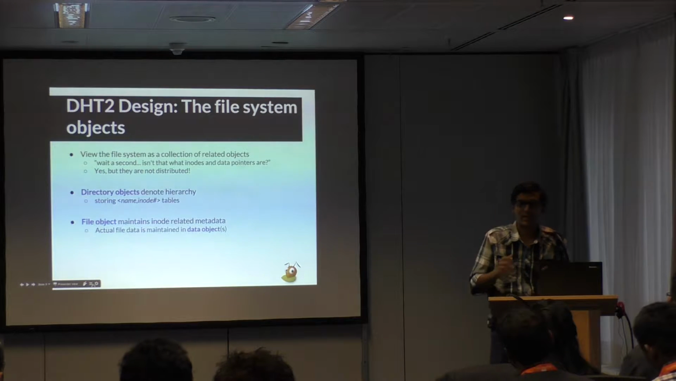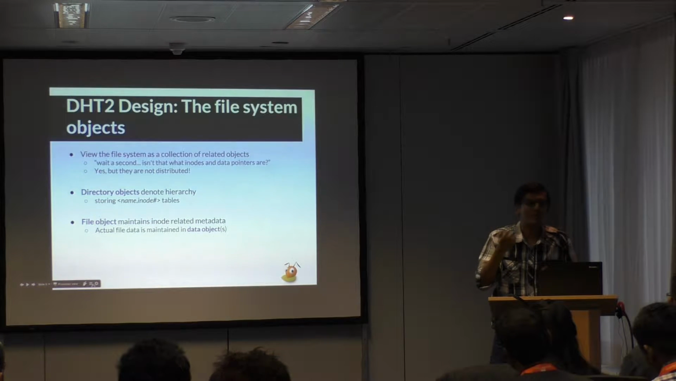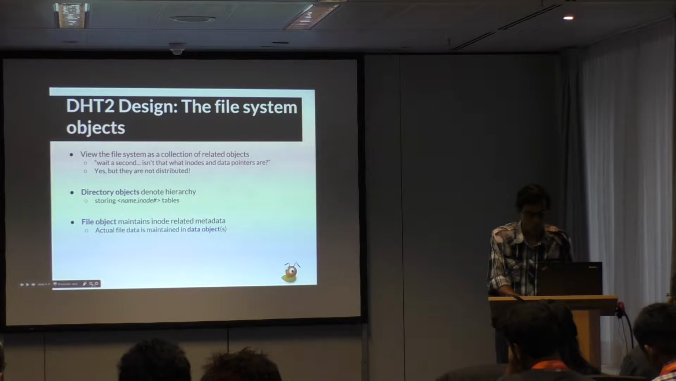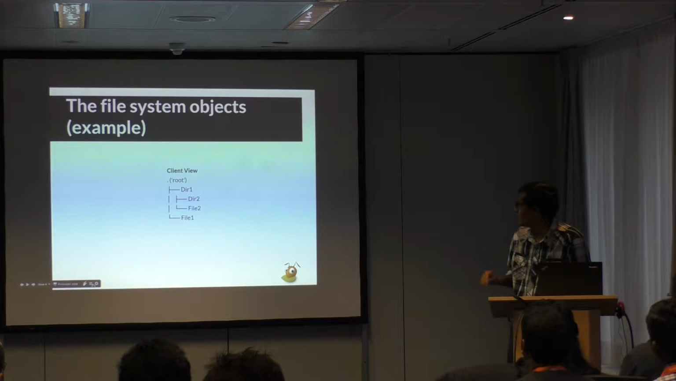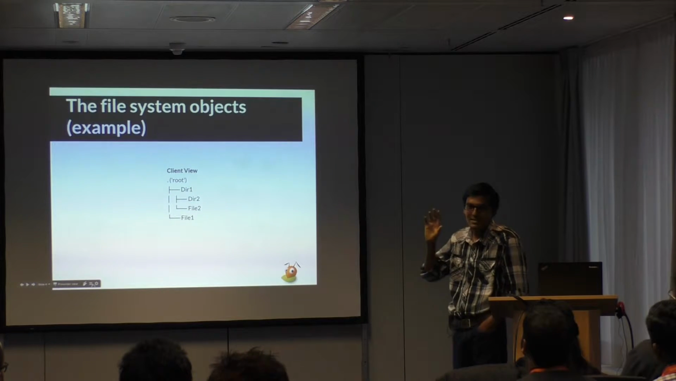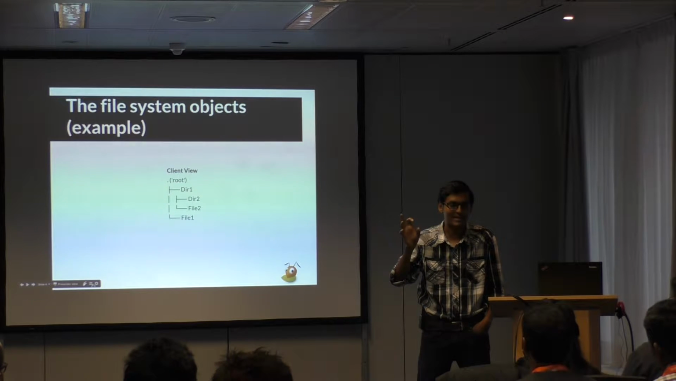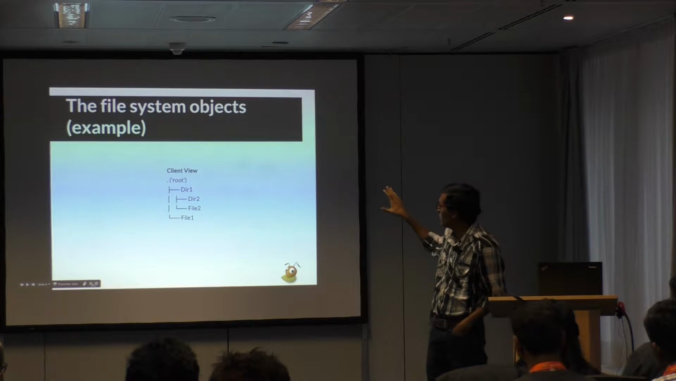A file inode basically maintains the metadata about the file, and it has data pointers that point to the real data about the file. So with that, let's consider a simplistic view of a very small example here. A client view could look something like this.